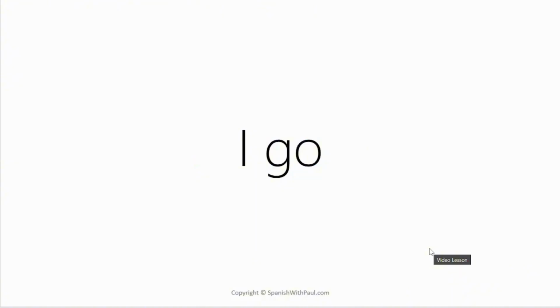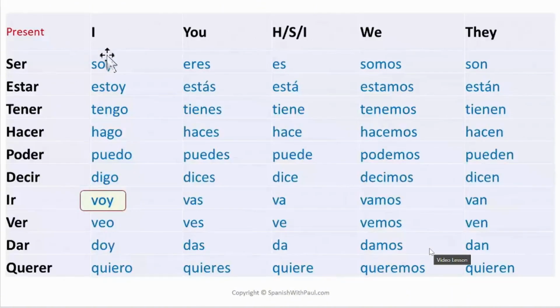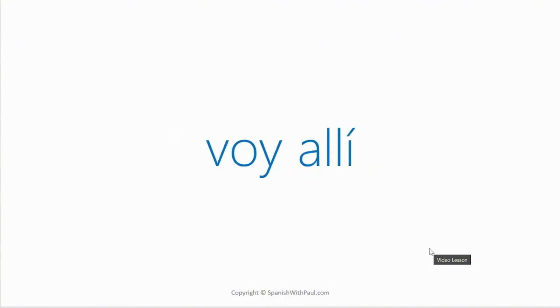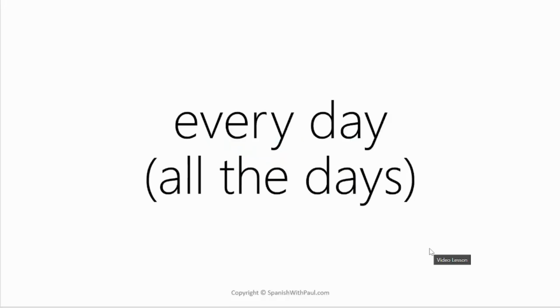Let's look for the sound of I go. On the chart, we have the angle of I going down to the verb ir, to go. So the sound for I go is voy. Just that, not voya, because if you said voya, it would mean I'm going to. But just voy on its own means I go. How would you say I go there? Voy allí.